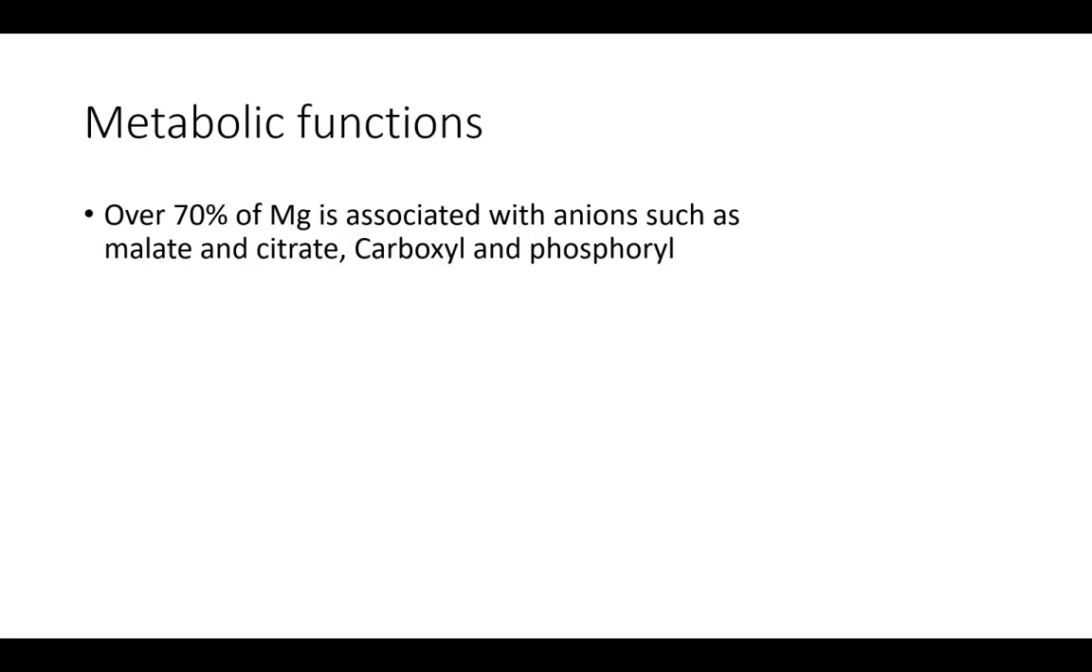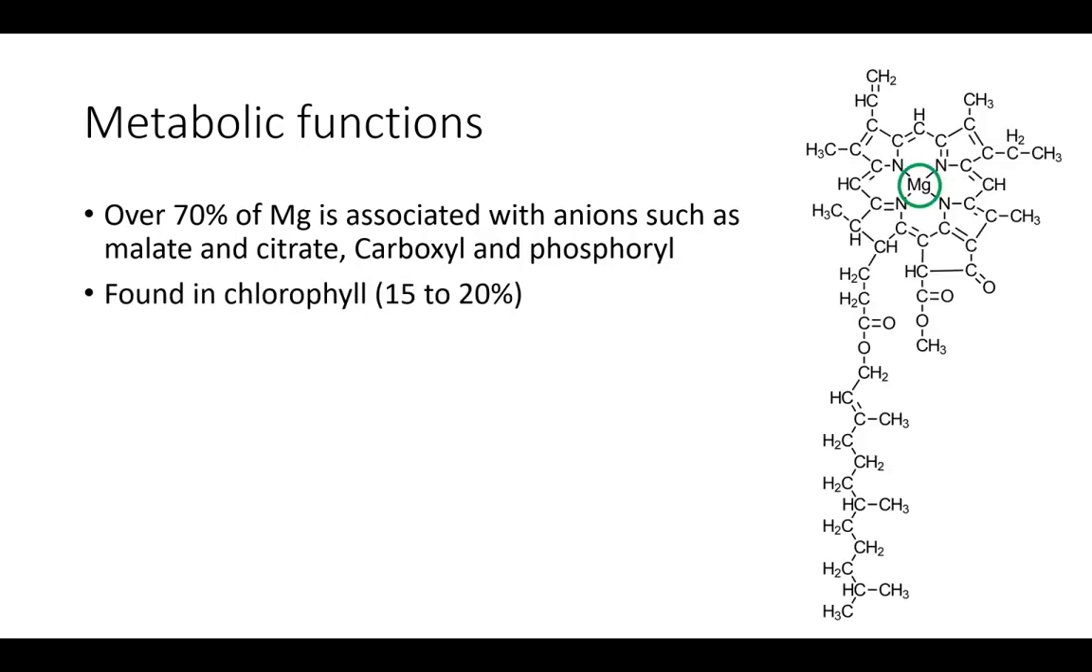Metabolic functions. Over 70% of magnesium is associated with anions such as malate, citrate, carboxyl, and phosphoryl, which means it readily binds with other chemicals. That is very important. Remember when we talk about something like calcium, calcium only binds to the middle lamella. Magnesium can actually be found in other locations. It is found in chlorophyll. This is chlorophyll A. The center part is magnesium.